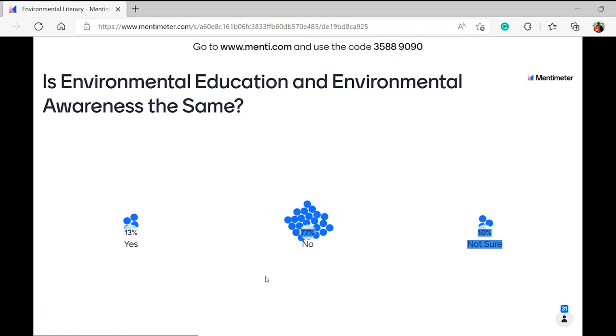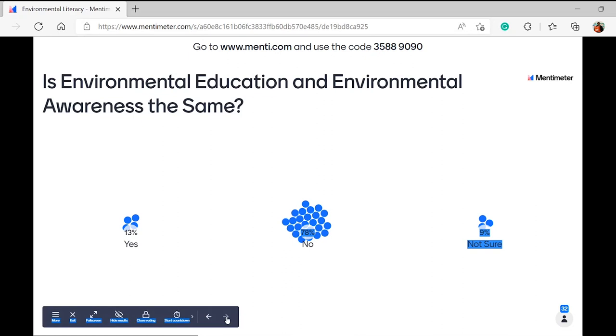If you are not able to participate, you can go to the website, or on your smartphone open the browser and type menti.com, as you can see on top of the slide, and use the code 358890.